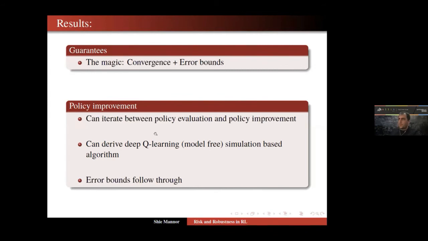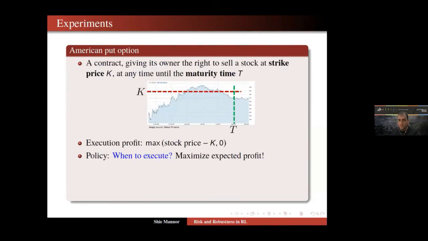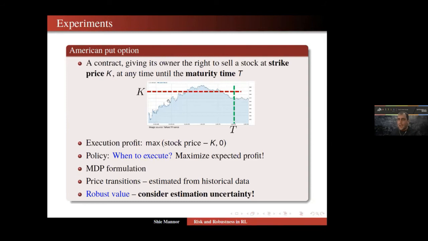Okay, so let me just show you a result which is curious and interesting, and in fact I don't know how to explain it. So here is the American put option we had before. Basically, the question is when to execute, and you need to do that to evaluate the option. Remember that when the price is more than K, I can make money. When the price is below K, it's worth 0. So I want to know when to execute. And you can formulate it as an MDP. There are many formulations, and you can estimate the price transition from local data.